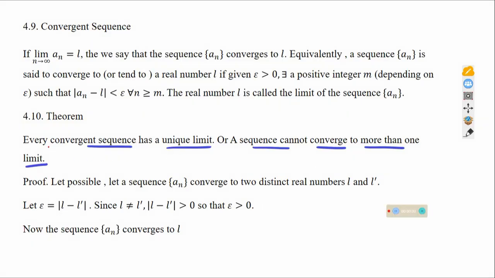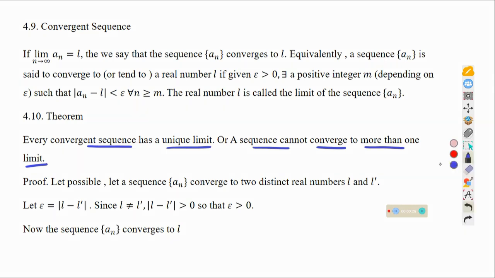Let us now talk about the theorem. It says that every convergent sequence has a unique limit. In other words, a sequence cannot converge to more than one limit. So it means if a sequence is convergent, then it must have only one limit.